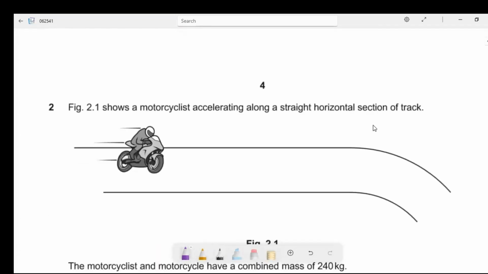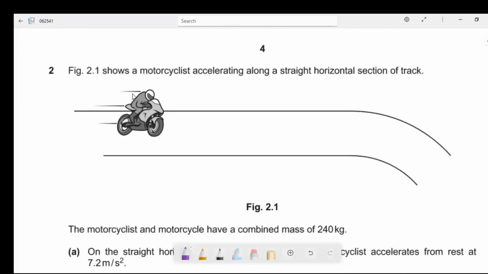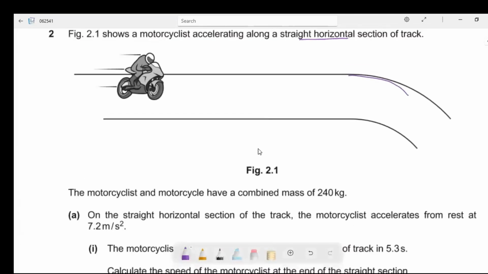Question number 2. The figure shows a motorcyclist accelerating along a straight horizontal section of the track. We can see a bend at this portion. The motorcyclist and the motorcycle have a combined mass of 240 kilogram. So here the mass is 240 kilogram combined mass.